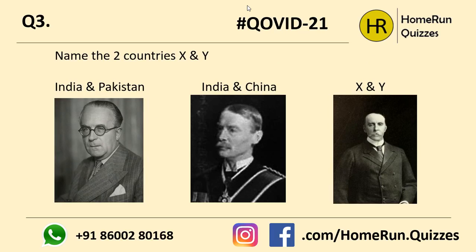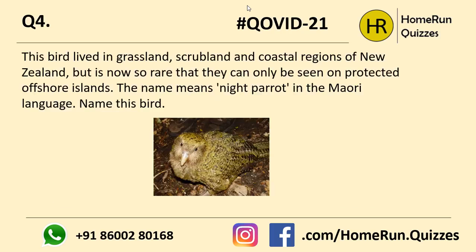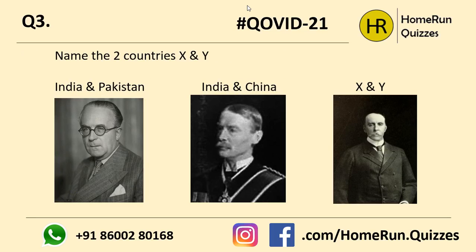Moving on, this is question number 3. The person you see in the third picture is someone called Sir Henry Durand. Durand gives his name to the Durand Line, which is the partition between Pakistan and Afghanistan. In this case, the order doesn't matter. You can either write Pakistan and Afghanistan or Afghanistan and Pakistan. As long as both are there in the answer, you get full point.